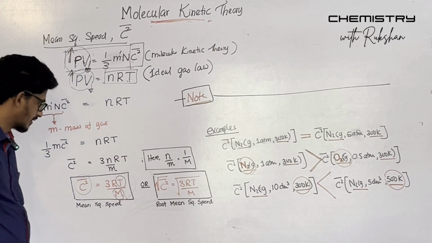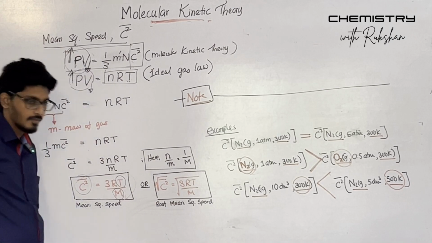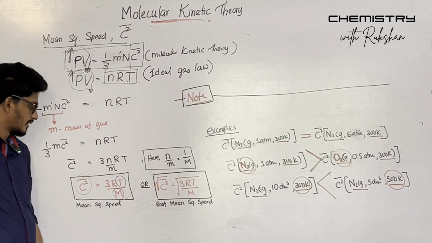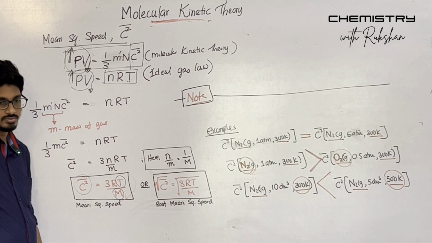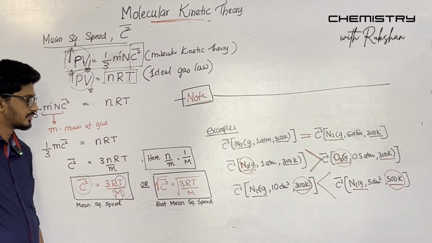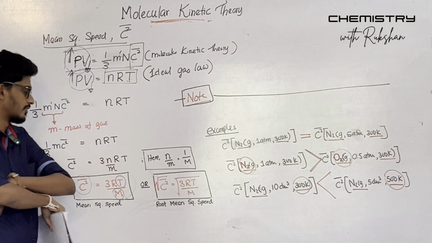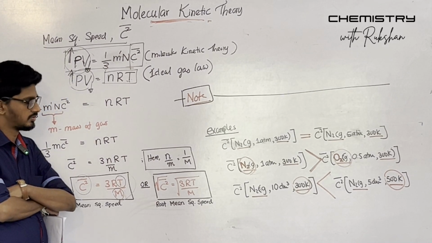Mean square speed, within brackets c squared bar, close the brackets. And root mean square speed, within brackets square root of c squared bar, close the brackets.